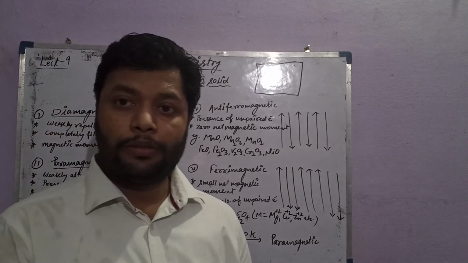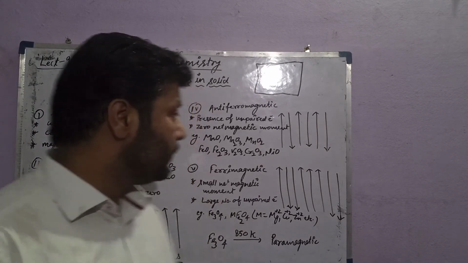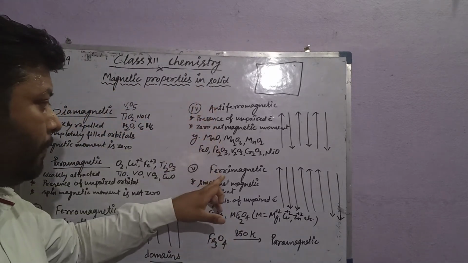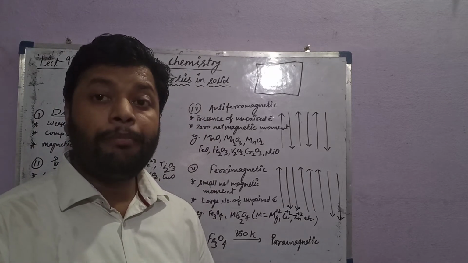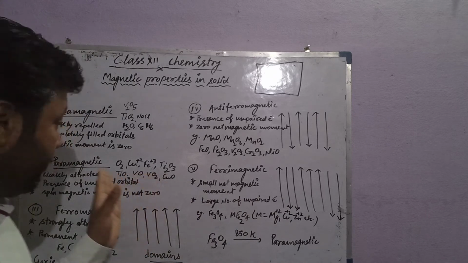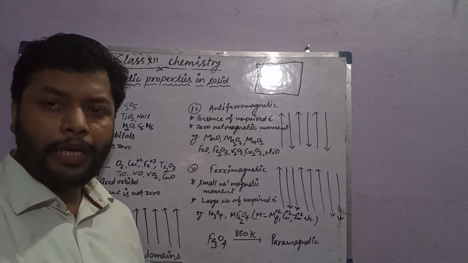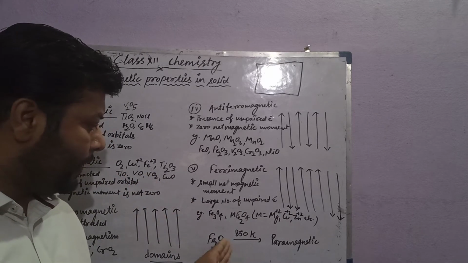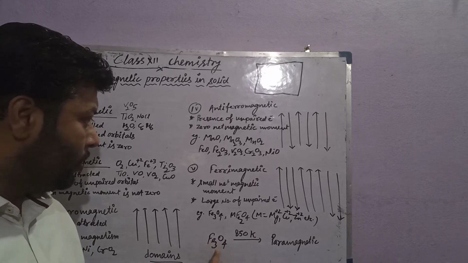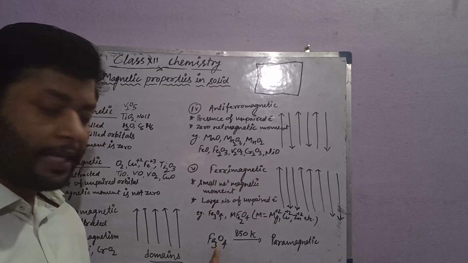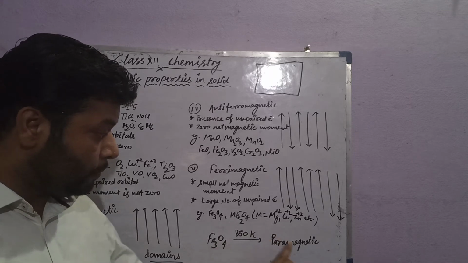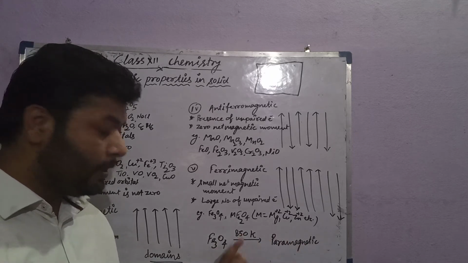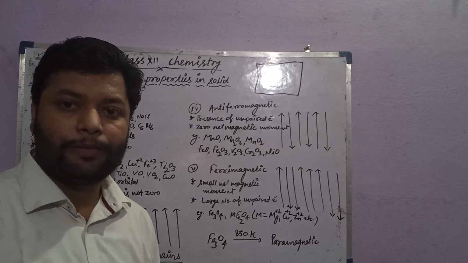I have already told you that antiferromagnetic, ferrimagnetic and ferromagnetic behavior may change into paramagnetic behavior at a certain temperature. For example, Fe3O4, which has ferrimagnetic property, changes into paramagnetism at 850 Kelvin.